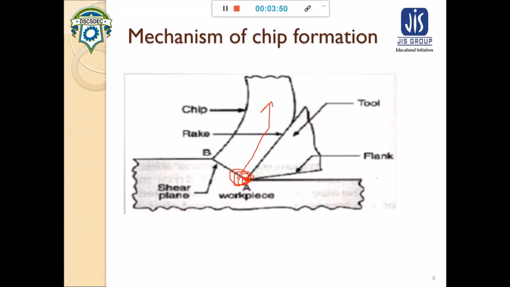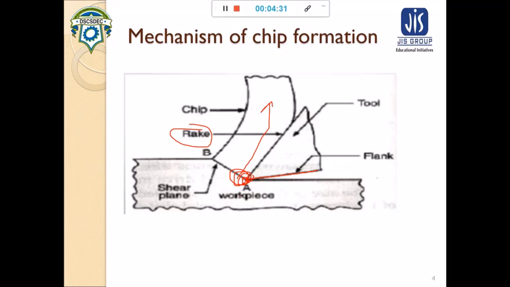This chip flow, or movement of the chip, is guided by our rake face. The face opposite to the rake face is the flank face, and this plane is the shear plane, and this is the workpiece. So this is how the chip is formed in the machining process. This is the general process of chip formation. From this we can conclude that chip is formed due to shear deformation.